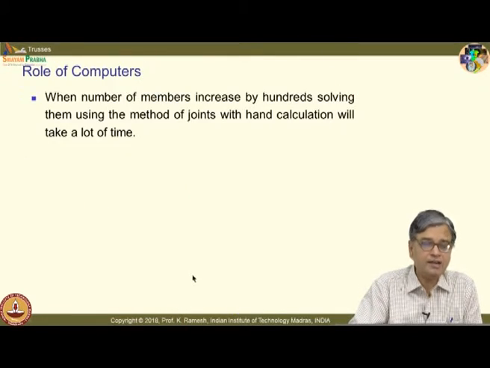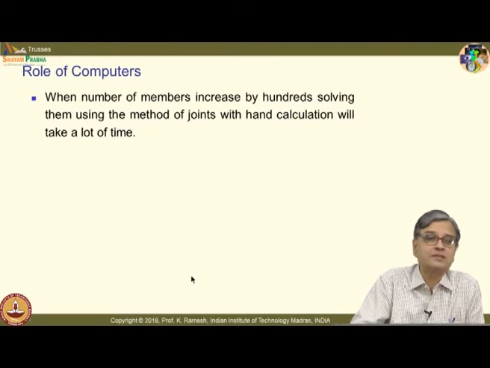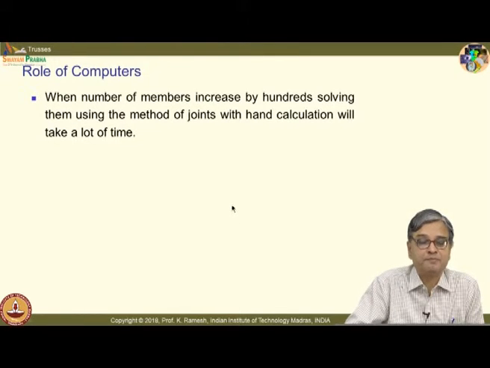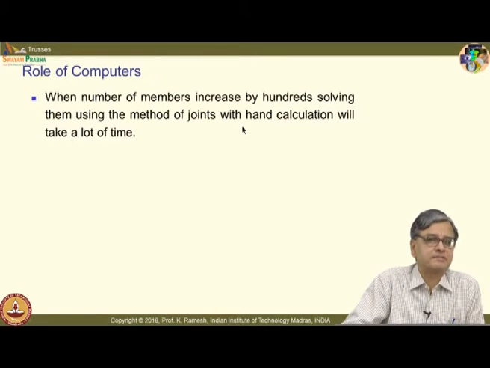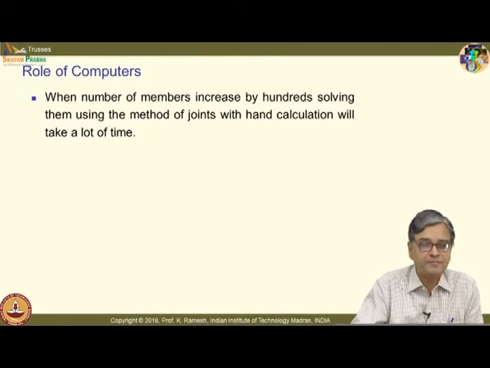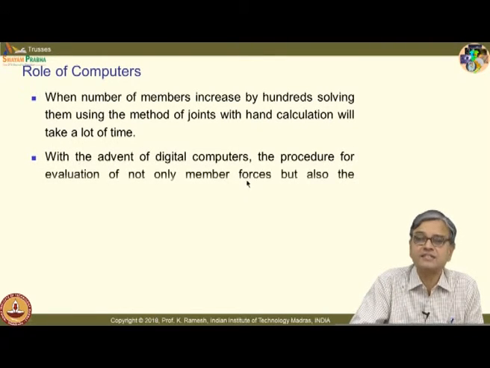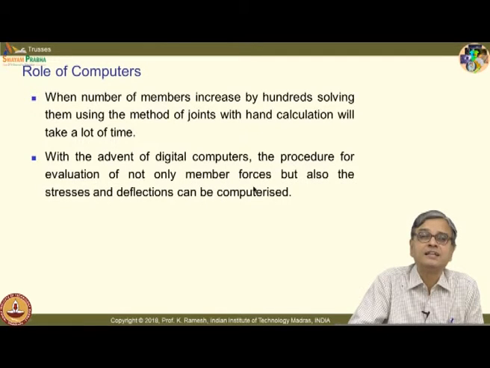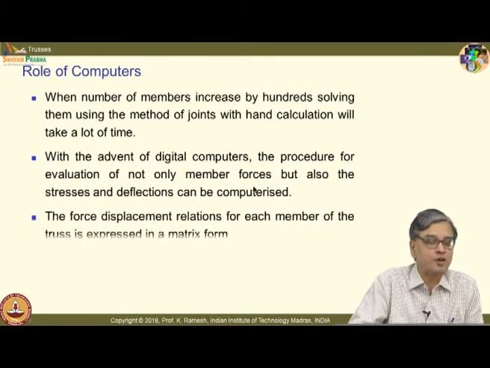You may wonder, with the advent of computers, how do we go and do the analysis? We have seen bridges having hundreds of members. You can't solve them manually. It will take a lot of time, and we have also made consciously several simplified assumptions to solve a problem.